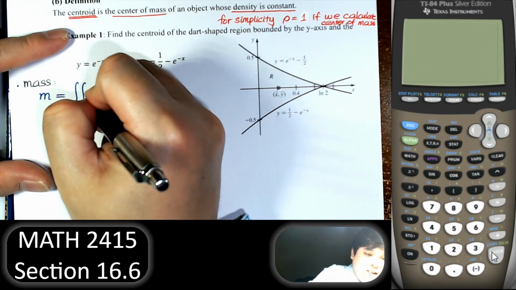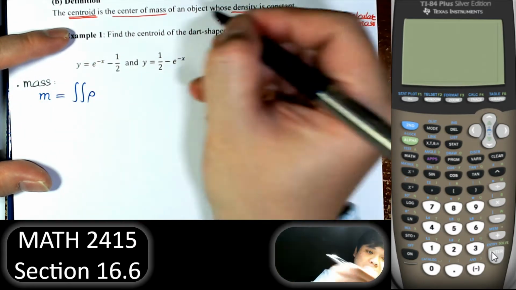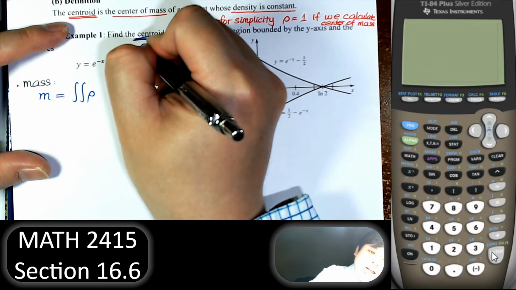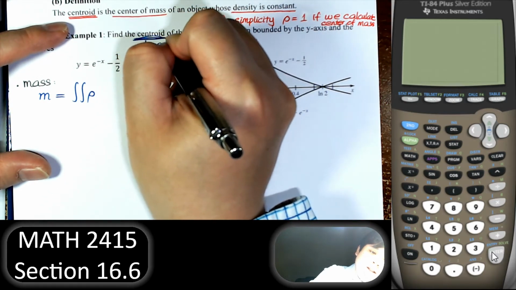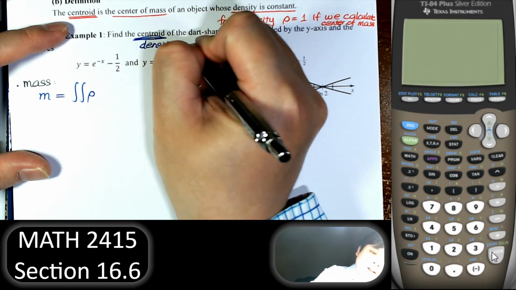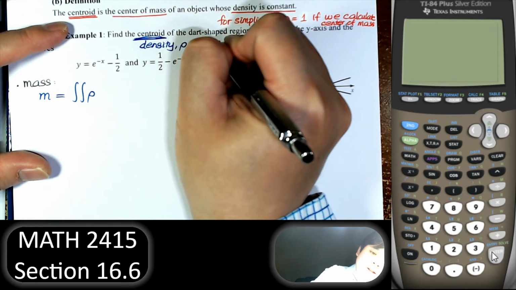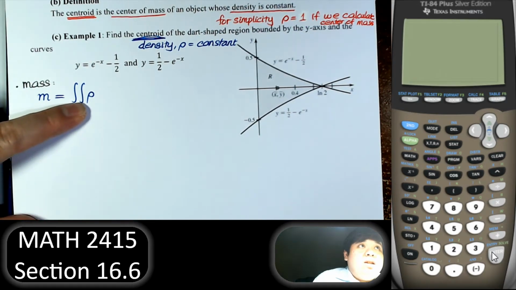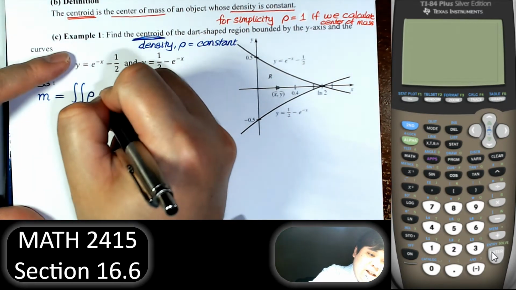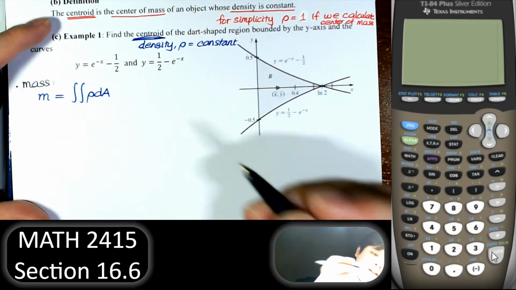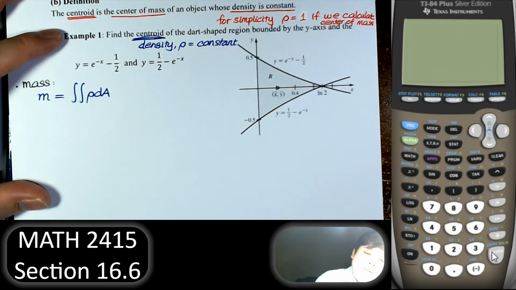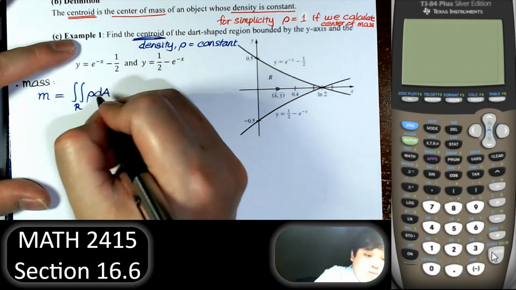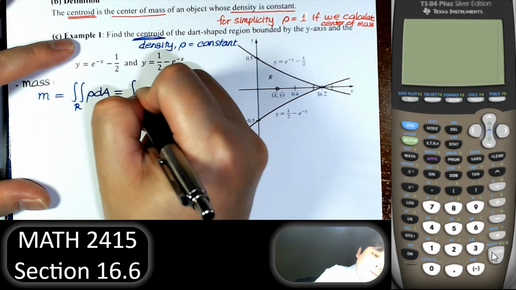Density is constant. So centroid means density constant. So I have density constant times dA over the region R. In general, that's the most fundamental thing.